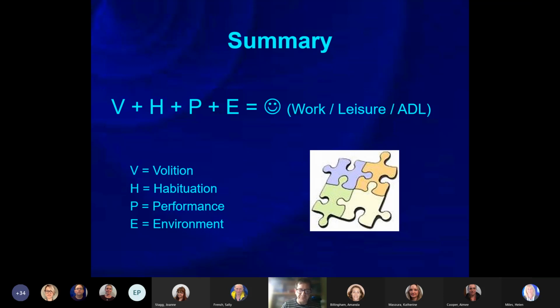Okay, let's move on. So how do we gather this information? How do we find out how someone is doing in terms of their volition, habituation, performance, and environment? Well, obviously that's where the assessment tools come in. So we're going to try our first breakout group now.